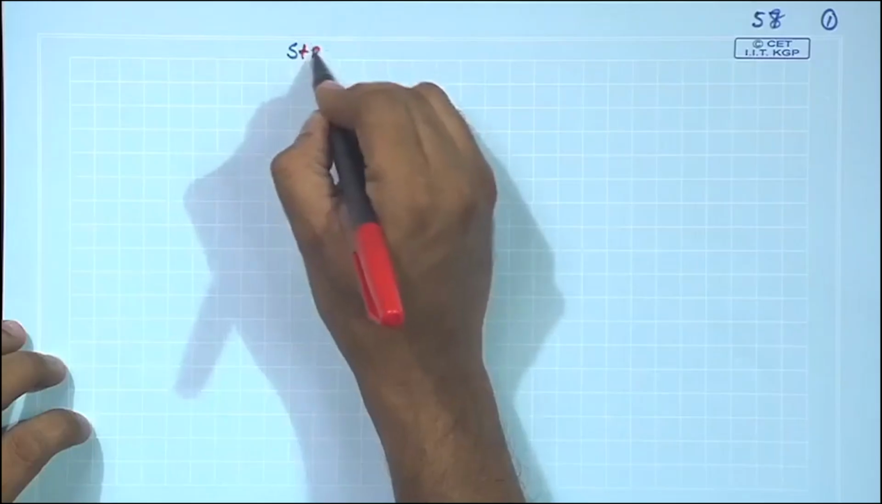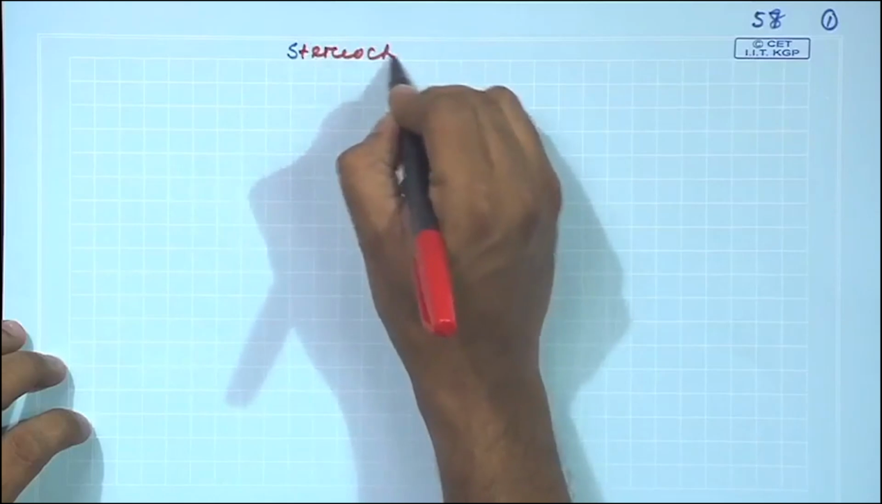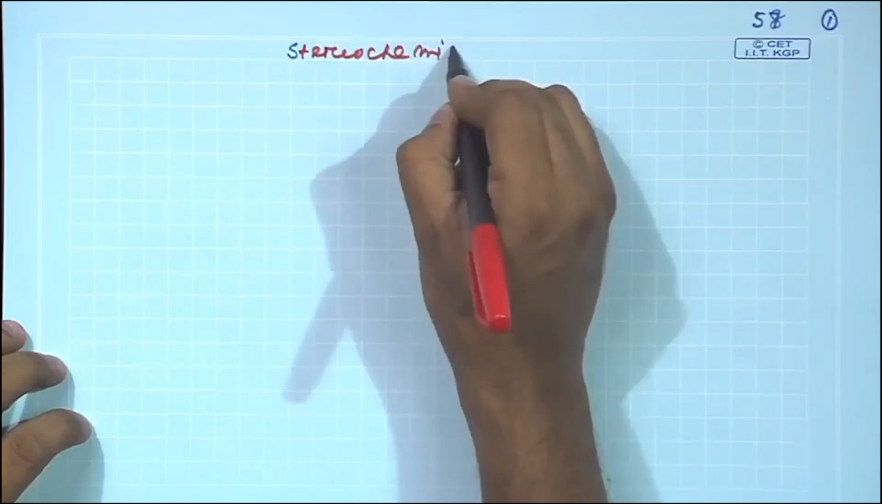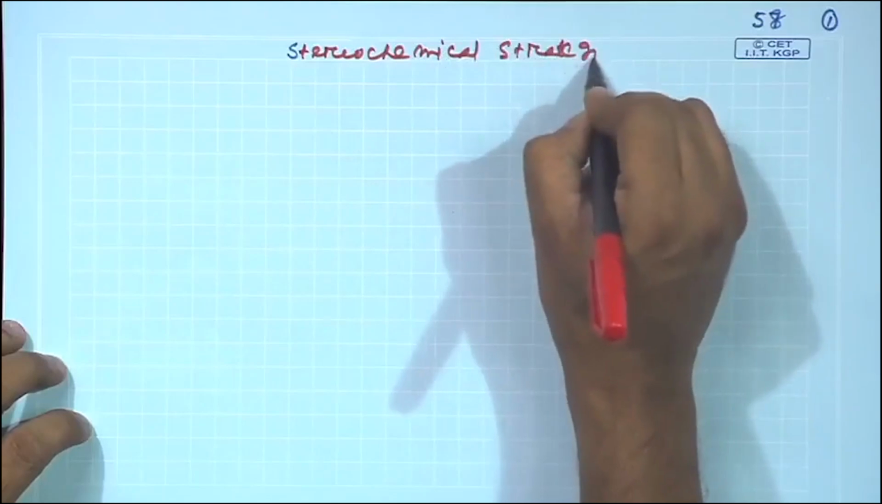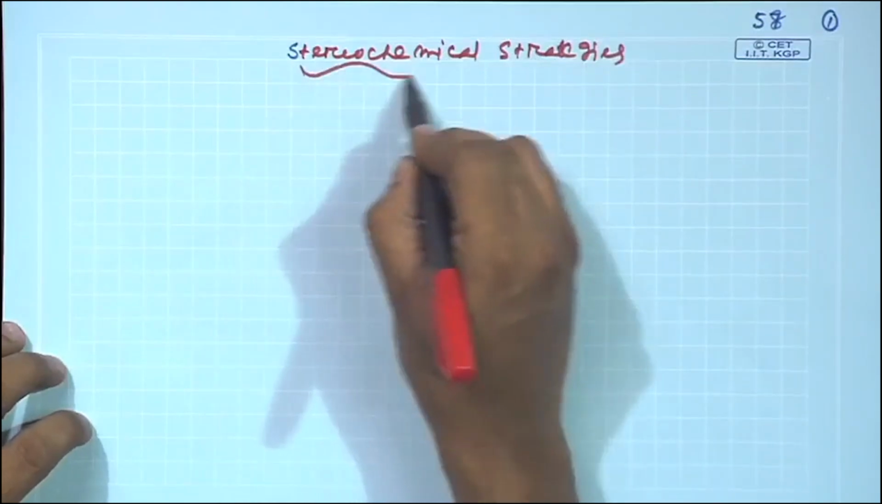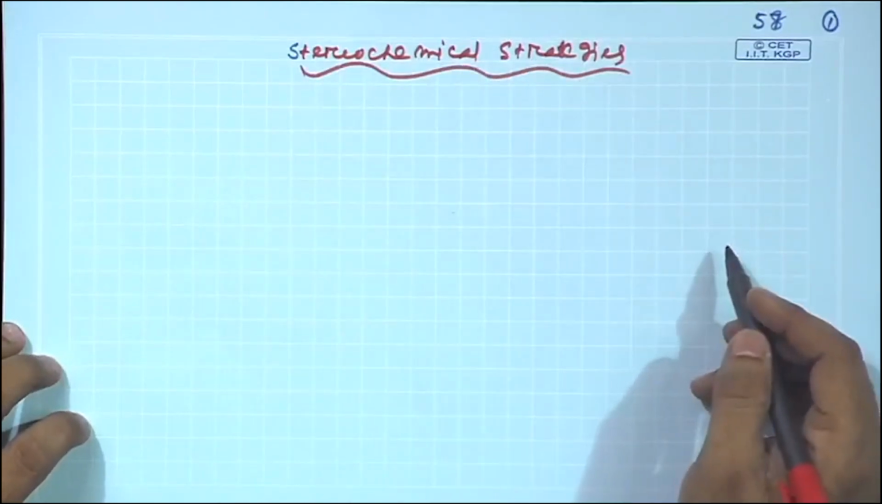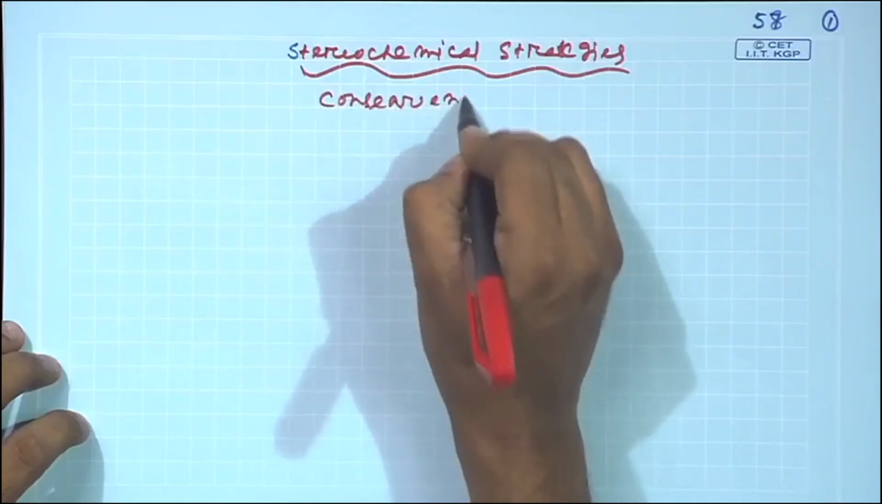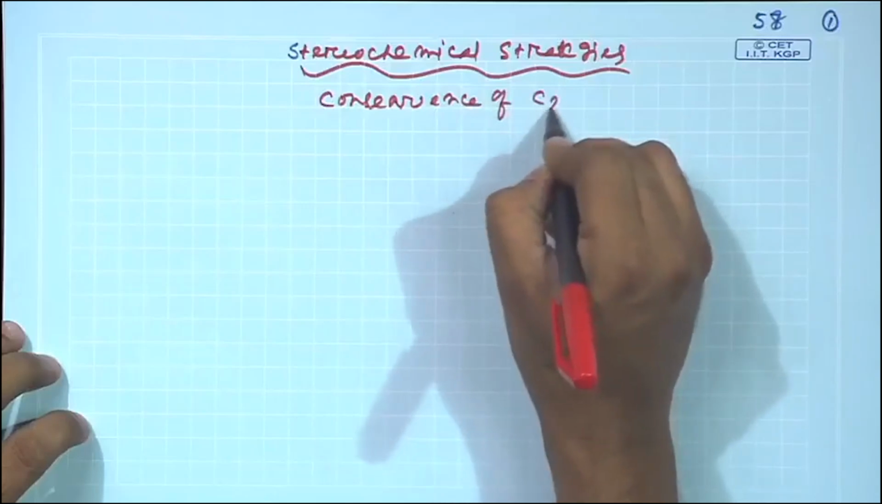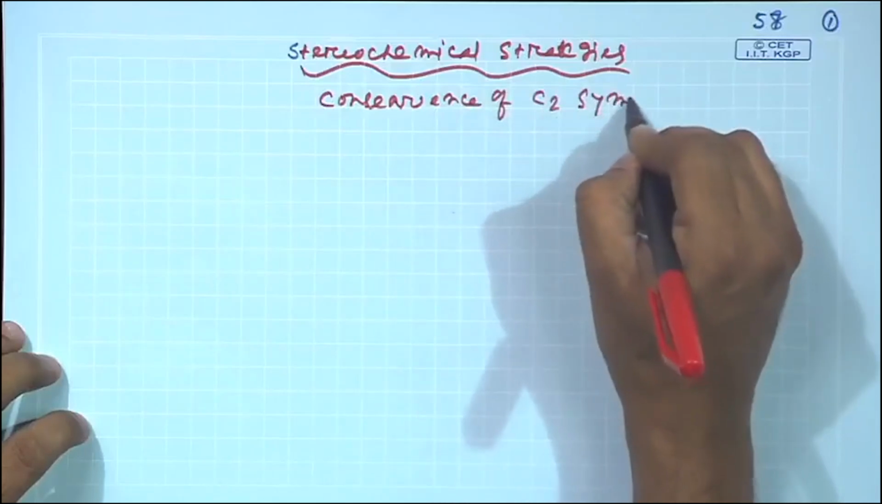Welcome back, students. We are discussing stereochemical strategies, and today we will give you the final note on stereochemical strategies. We will discuss a concept which we have already explained many times. The title of today's talk is Consequence of C2 symmetry in synthetic planning.